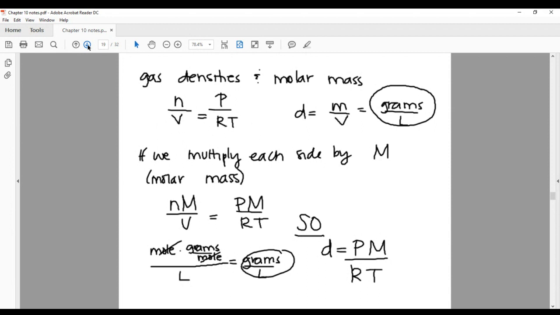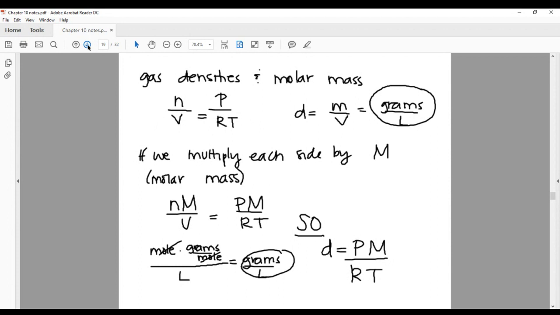Now, one other thing that we can consider is the relationship between gas densities and their molar mass. We can derive an equation that allows us to calculate the density of gases using pressure, temperature, and molar mass. If we look at this equation, I've just moved the ideal gas equation around, and I've put n over V is equal to P over RT, which if I cross multiplied, I'd be right back to PV equals nRT.